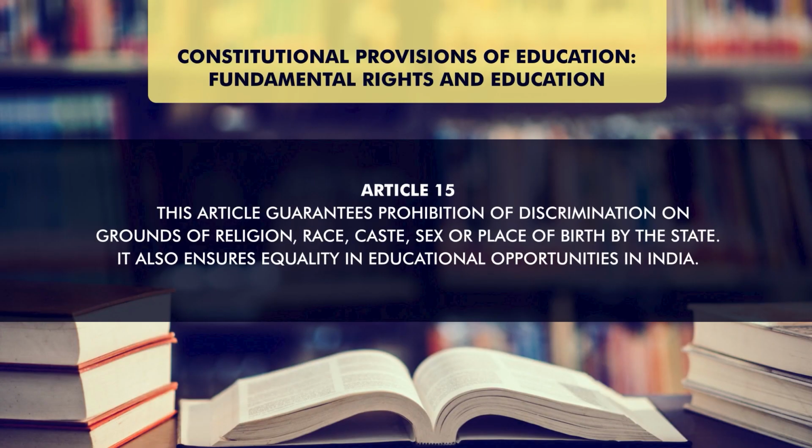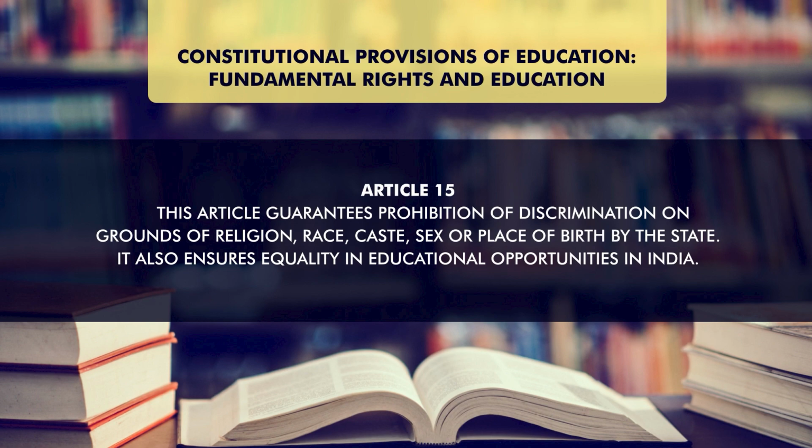Article 15 says that Article 15 guarantees prohibition of discrimination on grounds of religion, race, caste, sex or place of birth by the state. It also ensures equality in educational opportunities in India. Try to understand. Here also certain aspects of our society may be related to religion, race, caste, sex and place of birth.